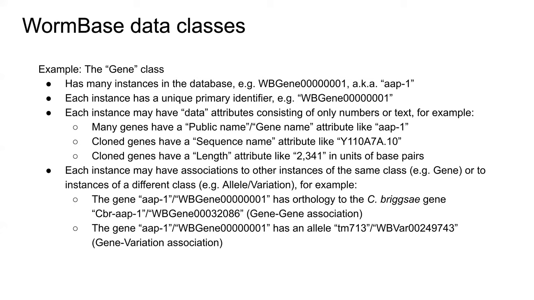In addition to data attributes, each instance of a class in the database may have associations to other instances of a class. It could be the same class like gene, so you could have a gene-to-gene association, or that instance could have an association to an instance of a different class like allele or variation. For example, the gene AAP1 has orthology to the C. briggsae gene CBR-AAP1. That would be an example of a gene-to-gene association. Additionally, the gene AAP1 has an allele, TM713, with a WBVar identifier as its primary identifier. That would be an example of a gene-to-variation or allele association. The point here is that classes have instances in the database, and each instance can have data attributes or associations to other instances from another class or the same class.